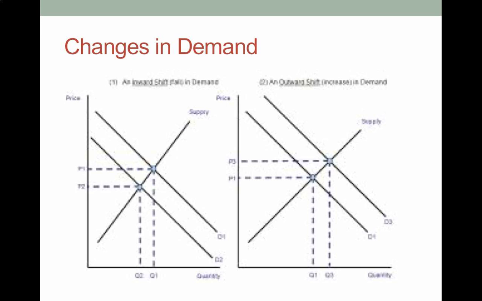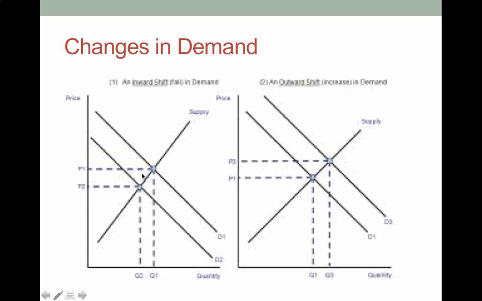Okay, what we're going to look at now is when we actually shift the demand and the supply curve. Here we have the example of a decrease in demand, moving from this original demand curve D1 to this new demand curve D2. And so at our original equilibrium, this is the price and this is the quantity.